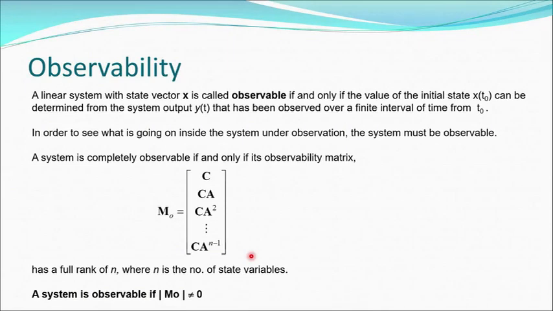In contrast, if the rank of MO is less than the number of state variables, then the system will be unobservable. The observability of the system can also be obtained by analyzing the determinant of MO. If the determinant of MO is not equal to 0, then the system is observable. But if the determinant of MO is equal to 0, then the system is unobservable.